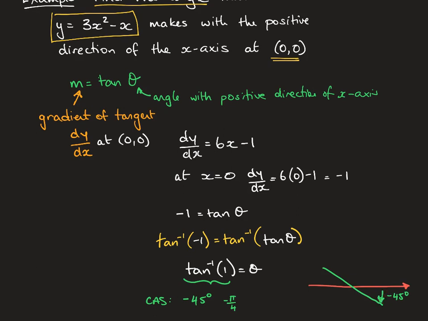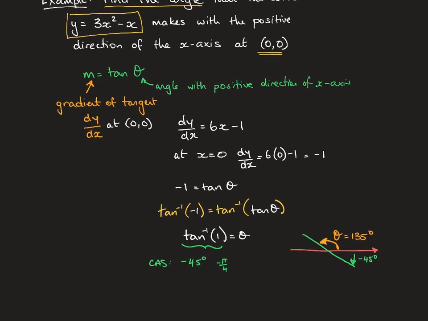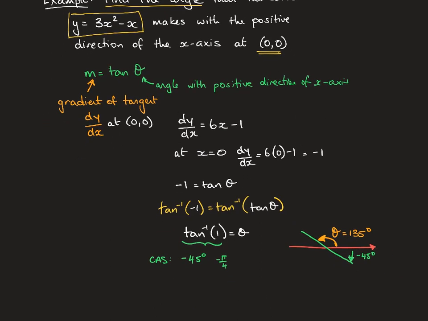But what we're asked to find is the angle that is from the positive direction. So we're actually asked to find that angle in there. That's our theta in there. And so the green line is a straight line. So this angle adds to 180 degrees. So this angle in here is 135 degrees. And so our theta is 135 degrees.